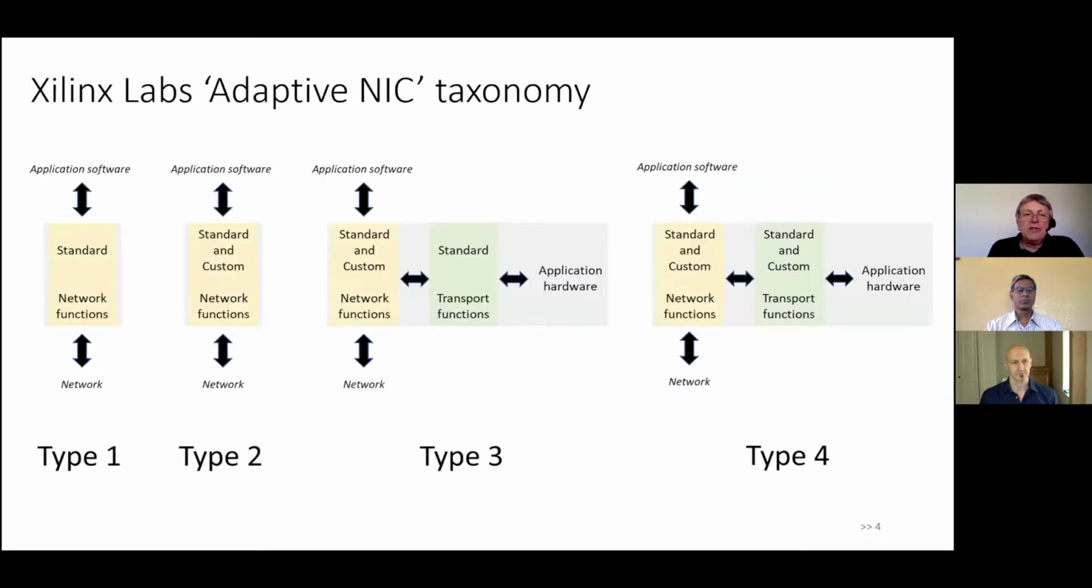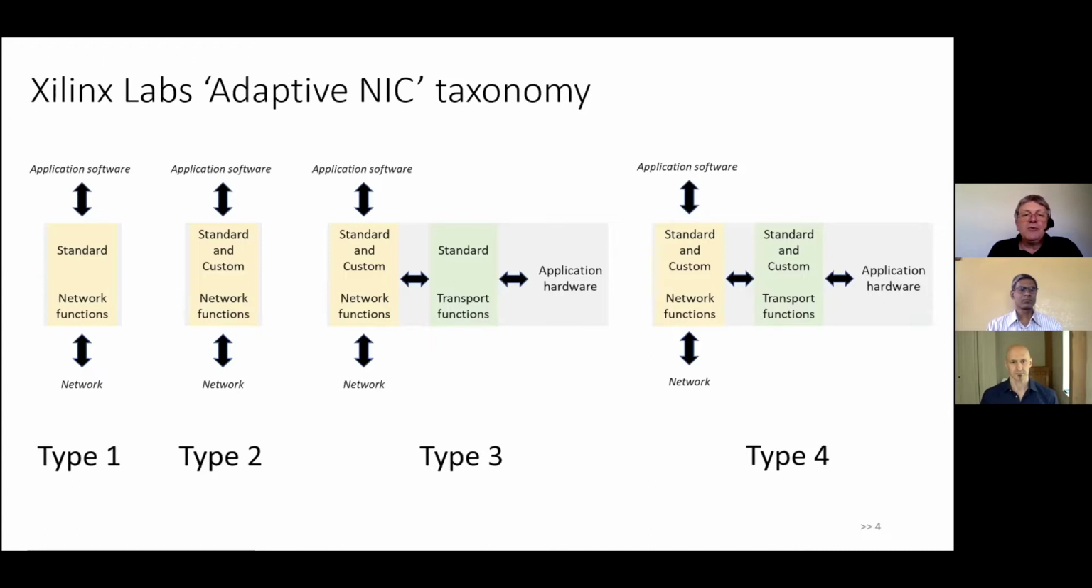So one way to look at this, in my Xilinx Labs world, if you like, is a classification of increasing sophistication we've come up with for what we call adaptive NICs. And type one is the simple case we all know about. There's the network on one side, and then application software and CPU on the other side. There may be some standard offload functions, like TCP segmentation, that are fixed. But apart from that, it's a pretty straightforward pipeline from the network to the CPU.